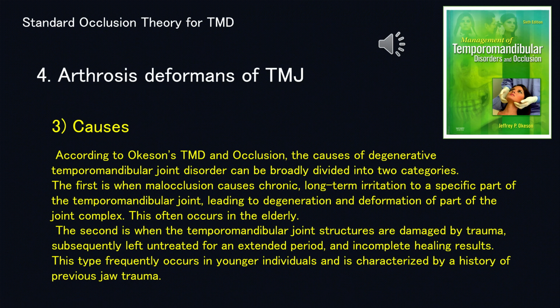3. Causes. According to Ockeson's TMD and occlusion, the causes of degenerative temporomandibular joint disorder can be broadly divided into two categories. The first is when malocclusion causes chronic, long-term irritation to a specific part of the temporomandibular joint, leading to degeneration and deformation of part of the joint complex. This often occurs in the elderly.